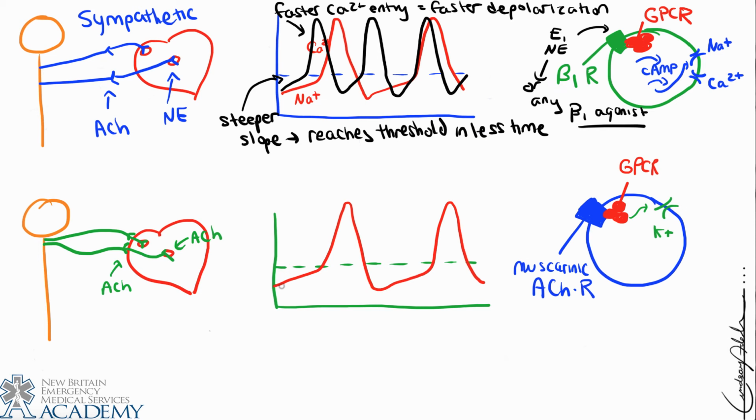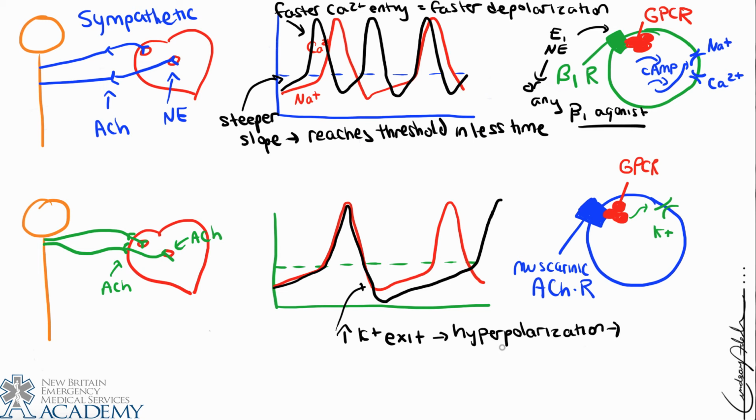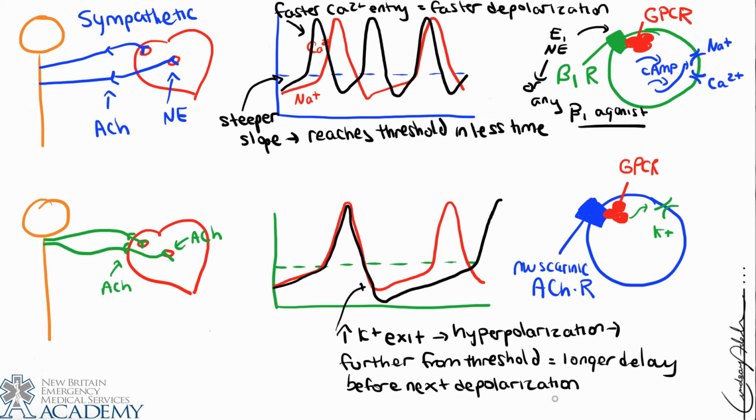So the effect of opening these potassium channels is that we're going to get greater potassium efflux, and therefore we're going to have hyperpolarization. So as we pass through phase 3, we're going to lose more potassium than we would without the parasympathetic stimulation. And so there's going to be more potassium loss, which brings us further from threshold. And the result of that is that with normal sodium entry, we're going to take longer to get back to threshold, which means that there's going to be a delay before the next depolarization, which essentially means that the heart rate is going to slow down.